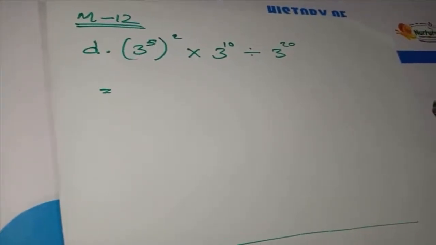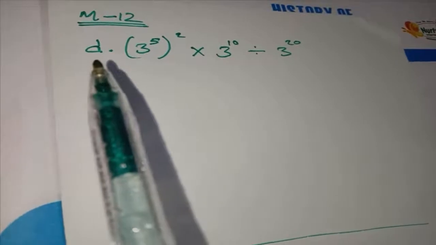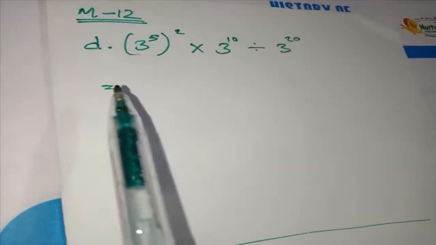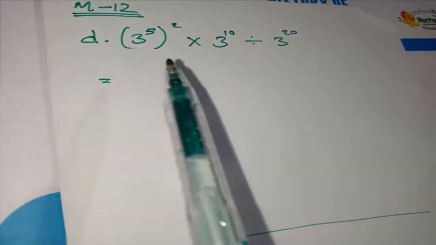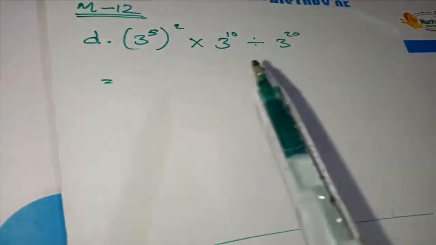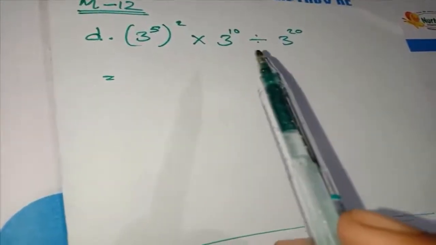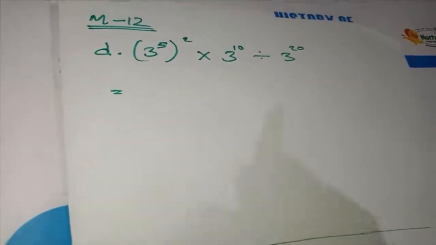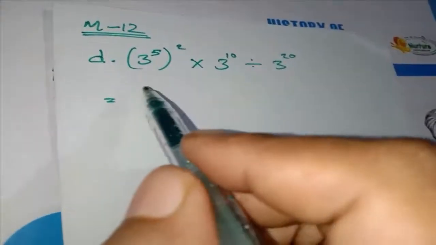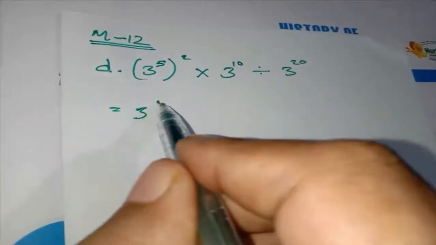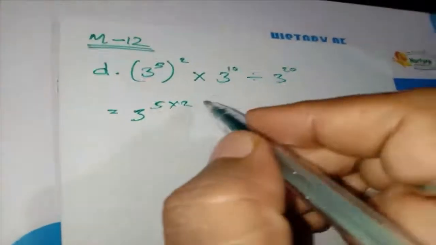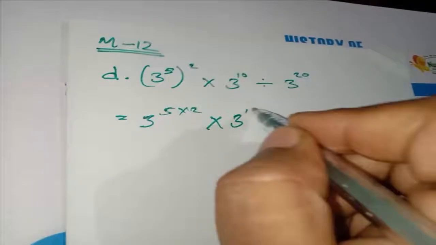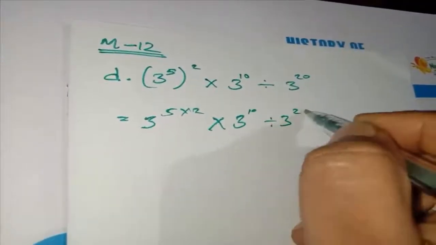Okay children, let us discuss question number D of module number 12. The question is 3 to the power 5 whole to the power 2 multiplied by 3 to the power 10 divided by 3 to the power 20. So first of all, we will do the bracket part. It will be 3 to the power 5 into 2, multiplied by 3 to the power 10 divided by 3 to the power 20.